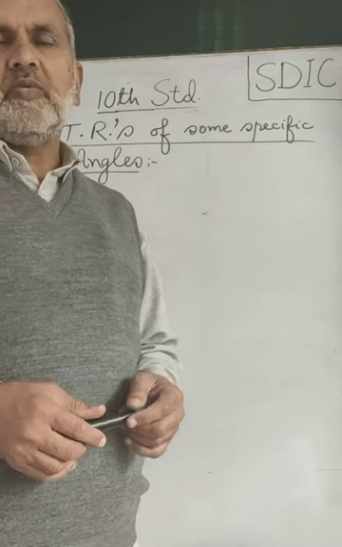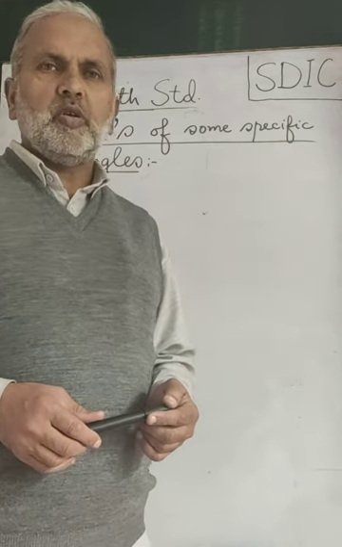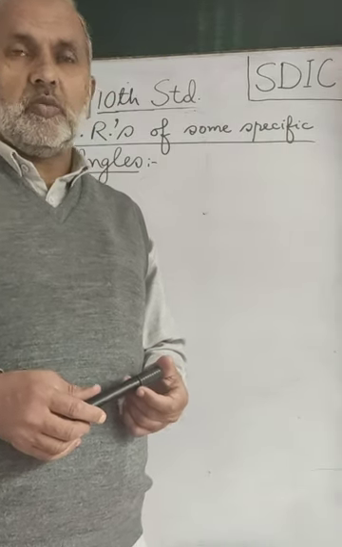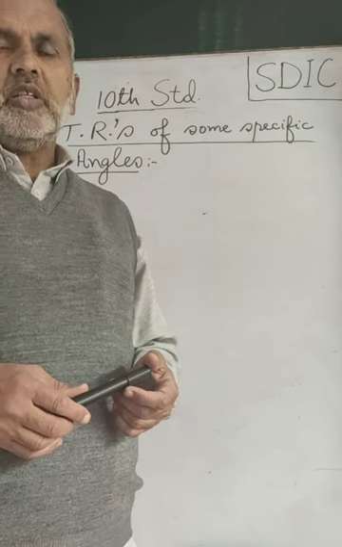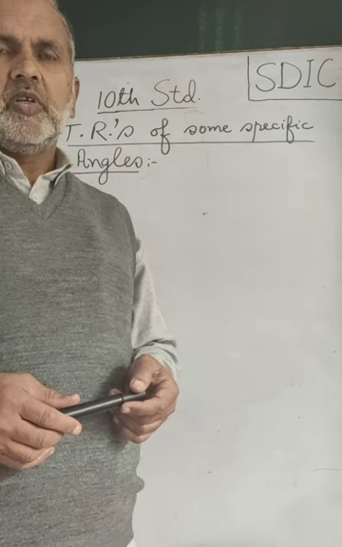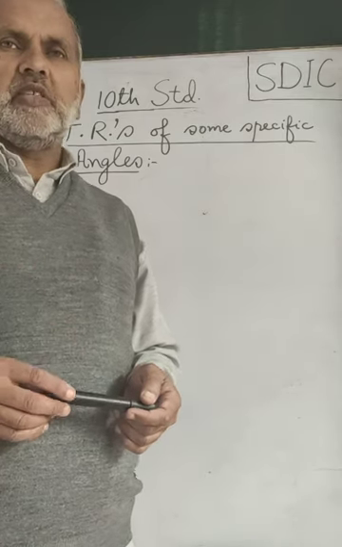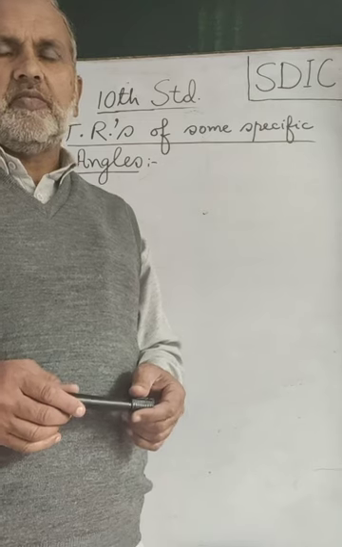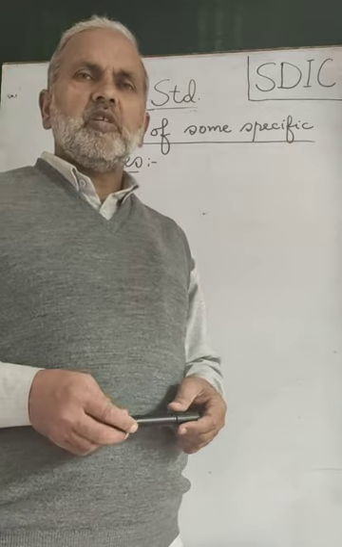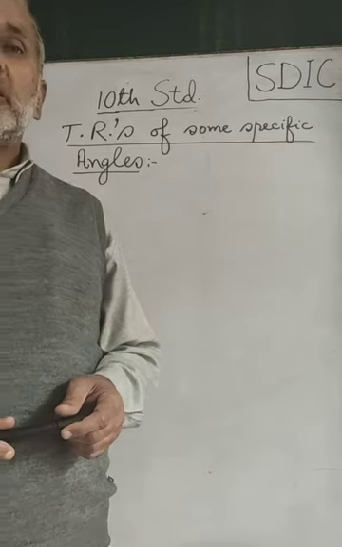Three of them are obtained from that statement: sine, cos and tan. Sine is perpendicular by hypotenuse. Cos is base by hypotenuse. Tan is perpendicular by base. And the remaining three, cot, sec and cosec, are reciprocals of these first three. Tan and cot are reciprocals. Sec and cos are reciprocals. Sine and cosec are reciprocals. So accordingly we get cot as base by perpendicular, sec as hypotenuse by base, cosec as hypotenuse by perpendicular. We have read that earlier.